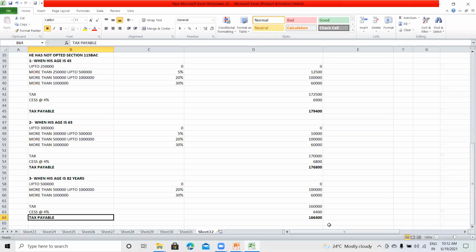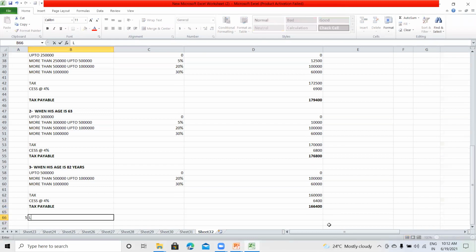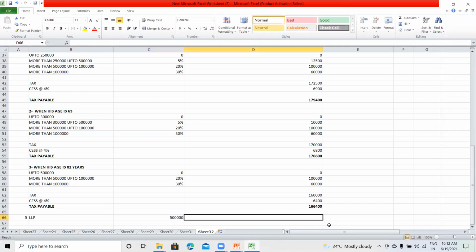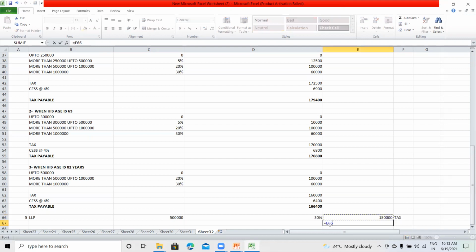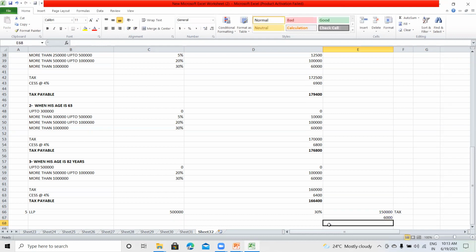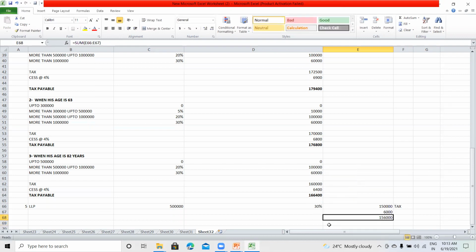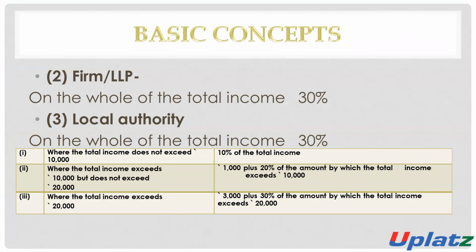For example, there is an LLP and its income is 5 lakh rupees. Then it will be taxable at 30%. There is no slab. The total amount will be taxable at 30%. So 1,50,000 rupees will be paid as tax plus cess equal to 1,50,000 into 4%. So 1,56,000 is the total amount of tax which is required to be paid by the LLP.